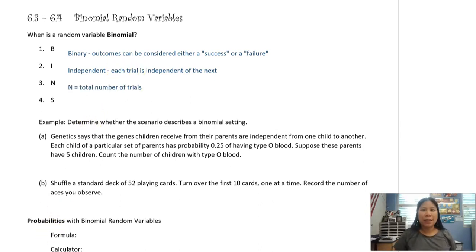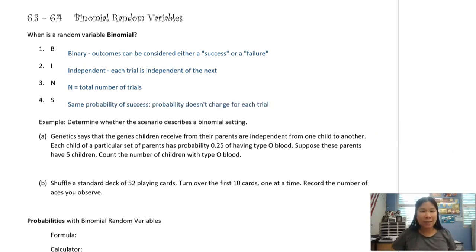The third rule is that N stands for the total number of trials, which means you're not repeating something a bajillion times. It has to have a set number. There's a stopping point. So the problem should say you're doing this 10 times, or there are 6 people that you're picking from, or something like that. So there's a set number. It's not like you can go on forever.